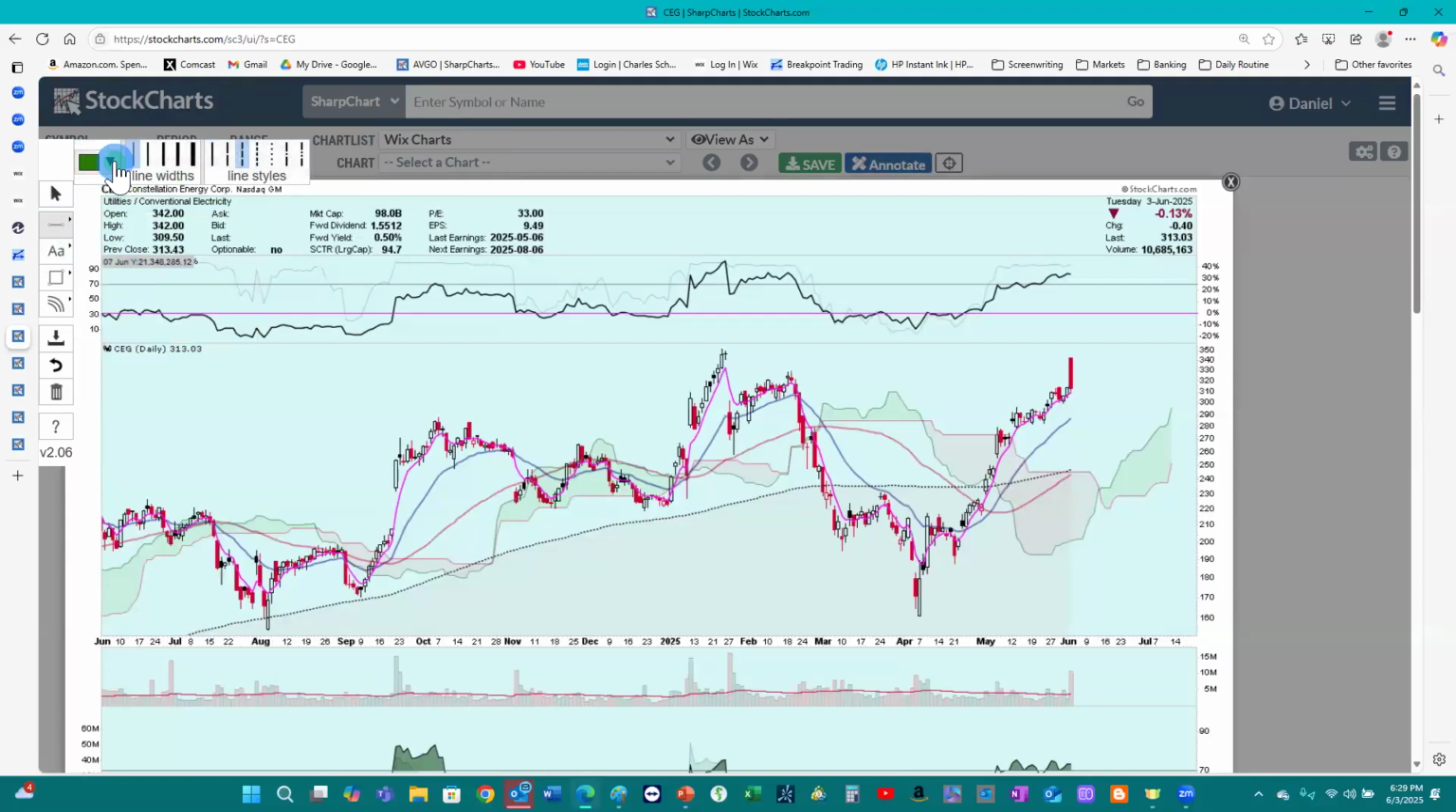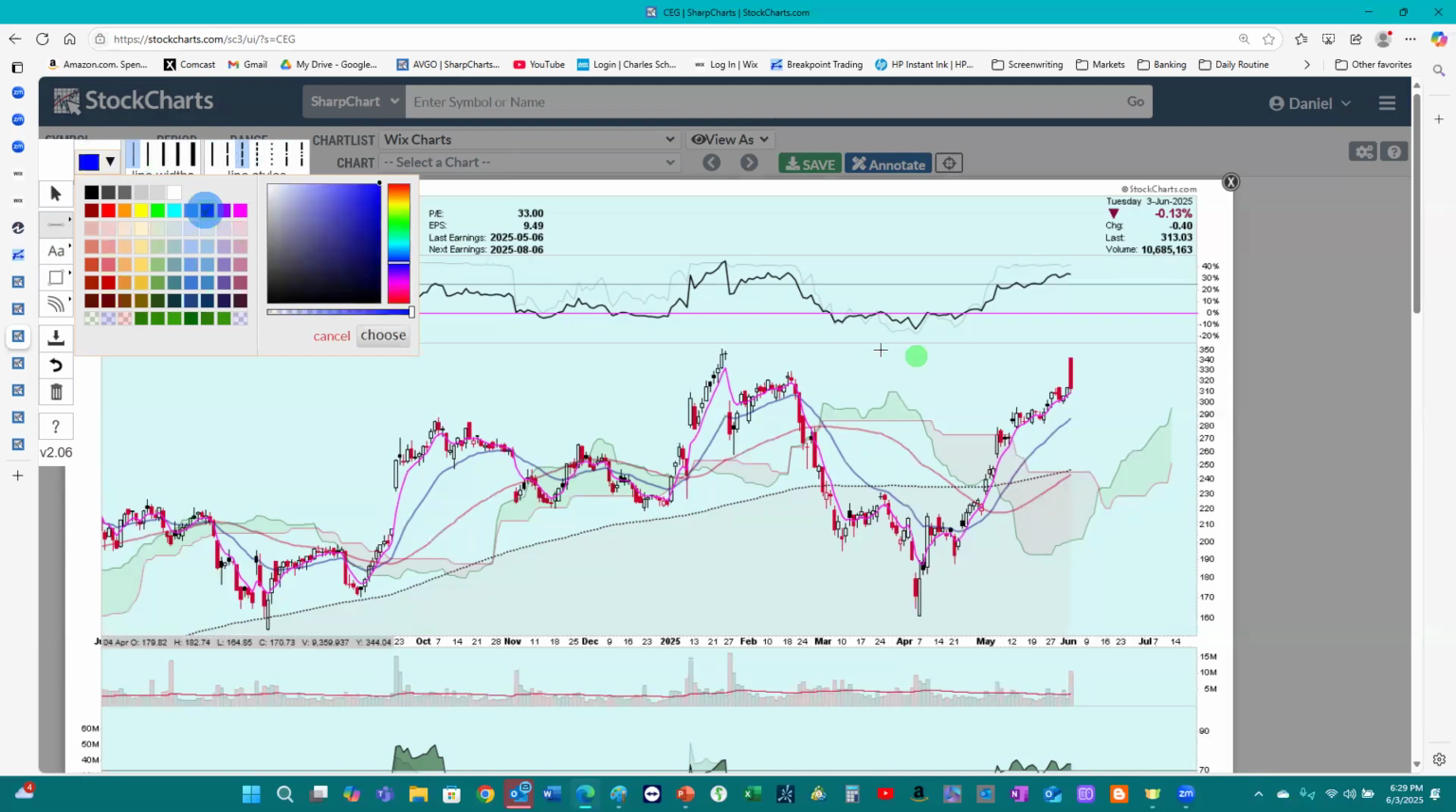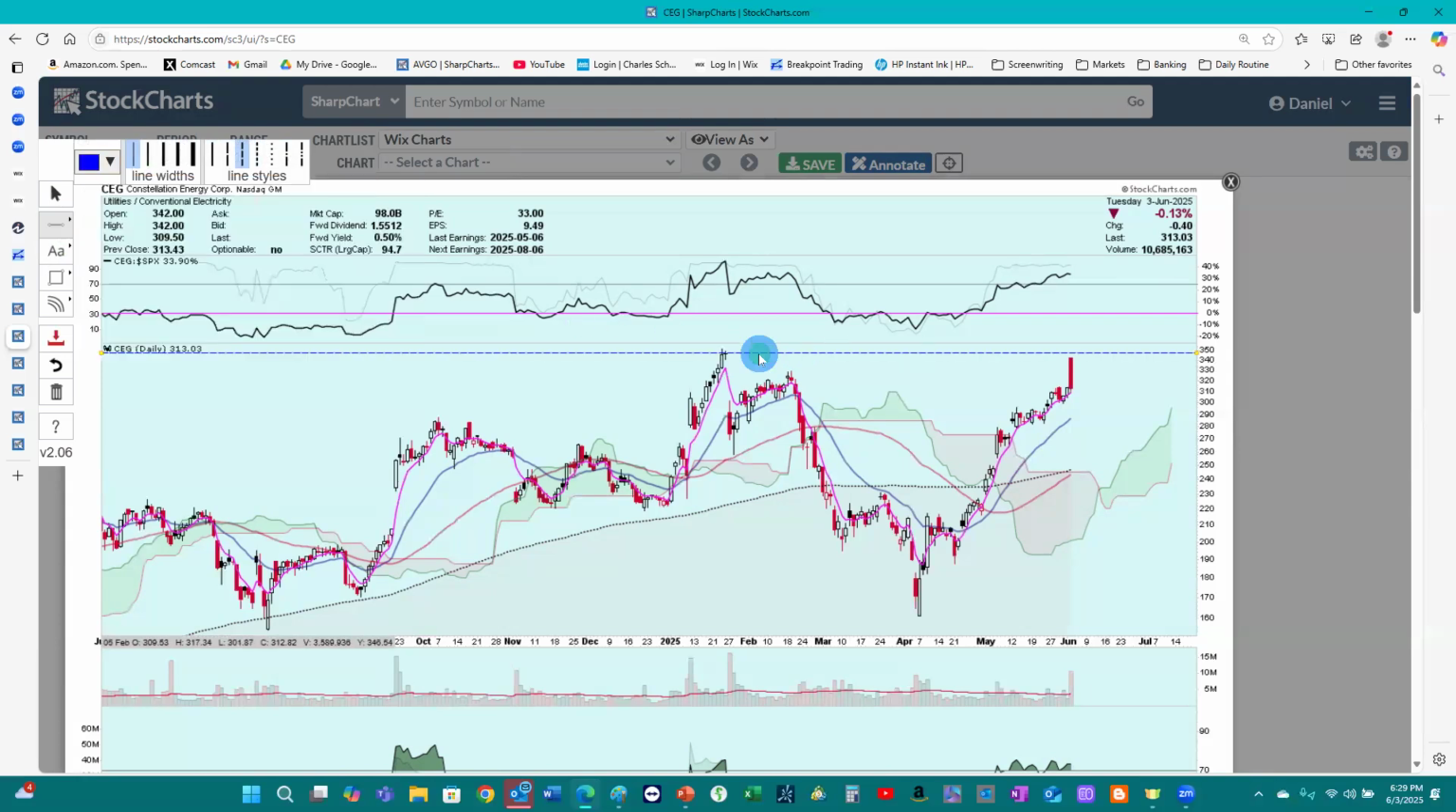Let me put a horizontal line, make it blue. Right there was the top. So all these people over here that bought and then saw it decline significantly, they all want to break even. So when it got up here today, it opened up here and sold off all day long.